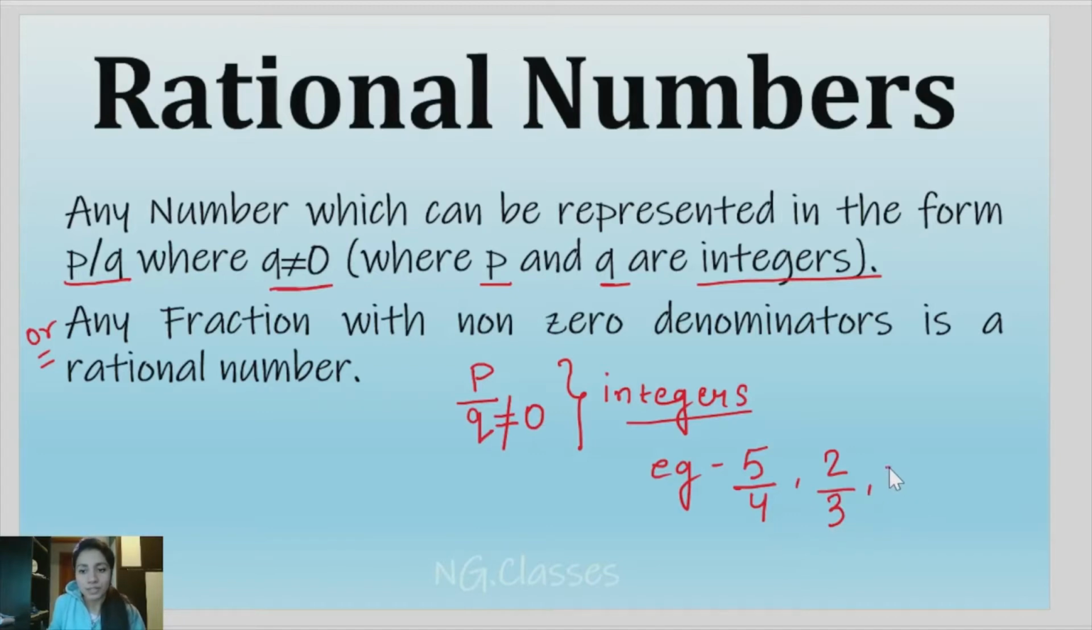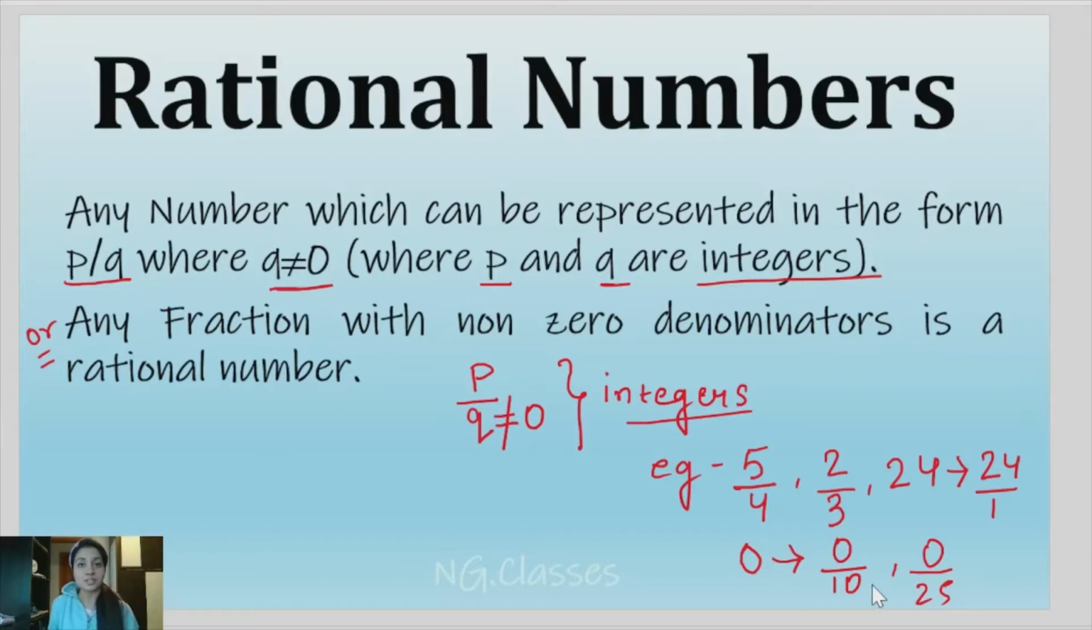Now if I am taking a whole number, that is 24, is it a rational number or not? Yes, this 24 is also a rational number. Why? Because we can represent this 24 as 24 by 1 in the form of a fraction. Now what about 0? Is this 0 a rational number or not? Yes, this 0 is also a rational number. Why? Because we can write 0 as 0 by 10 or 0 by 25. So 0 is also a rational number.